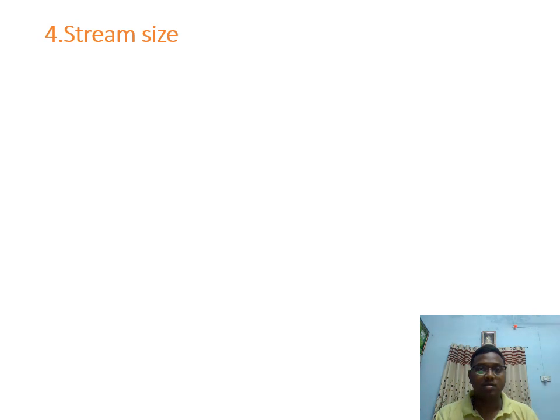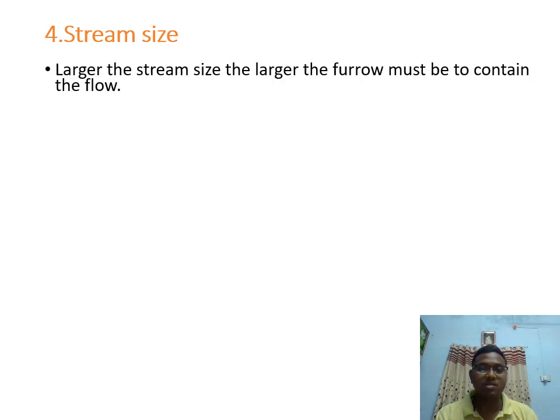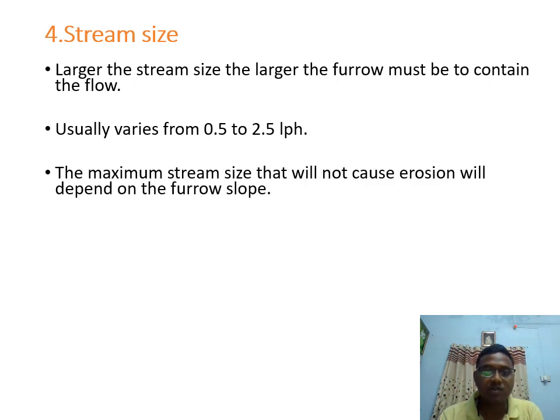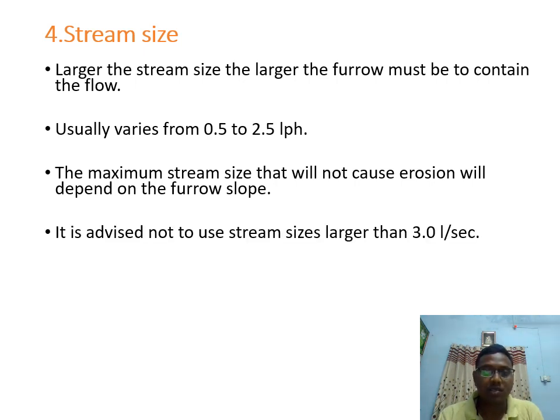Stream size. The larger the stream size, the larger the furrow must be to contain the flow. Stream size depends upon the width of the furrow, and it decides the discharge of the furrow. Usually it varies from 0.5 to 2 liters per second. The maximum stream size that will not cause erosion depends upon the furrow slope. It is advised not to use a stream size larger than 3 liters per second, so you must keep the discharge less than 3.3 liters per second.